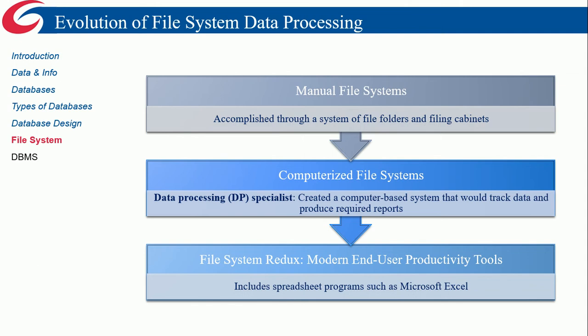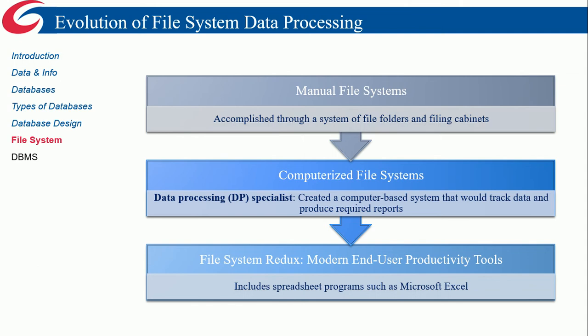And then from the computerized file systems, the next evolution was to things like spreadsheet programs like Microsoft Excel. Then you started to see programs like Excel and Access popping up and getting used in offices as well. But alongside of that, database management systems were also evolving around that time, which is the focus of this course, these database management systems.